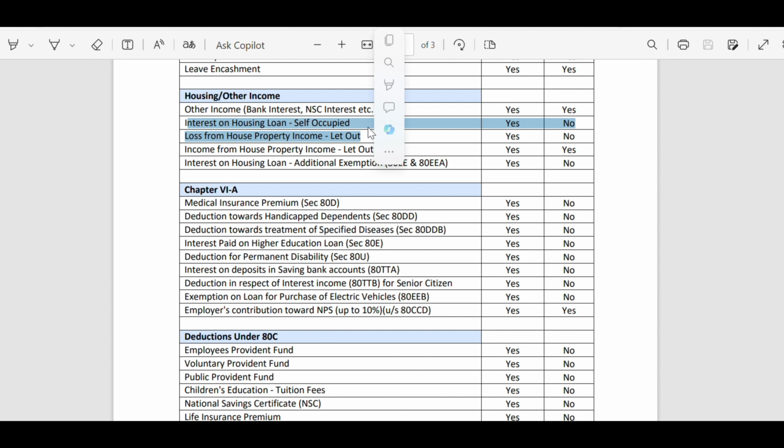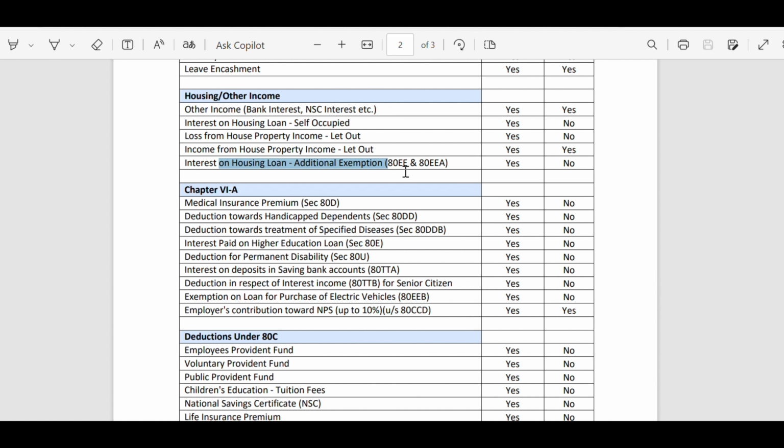Interest on housing loan: you will be paying interest on your housing loans, and the maximum allowed is 2 lakh rupees per financial year. You can claim that and reduce your taxable income by up to 2 lakh rupees. Loss from house property, this also you can claim under the old tax regime, not available under the new tax regime. Income from house property, income let out: if you have given your other residential property on rent and you're gaining income from it, then there also you can claim the exemption.